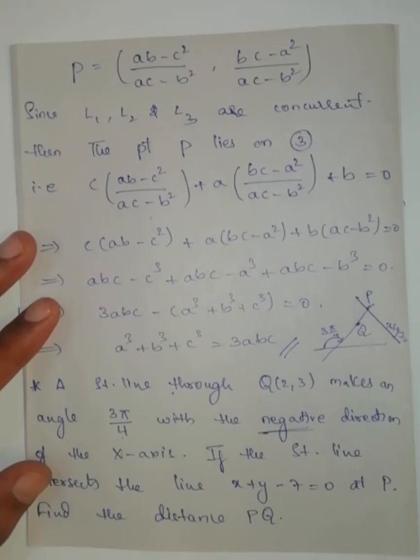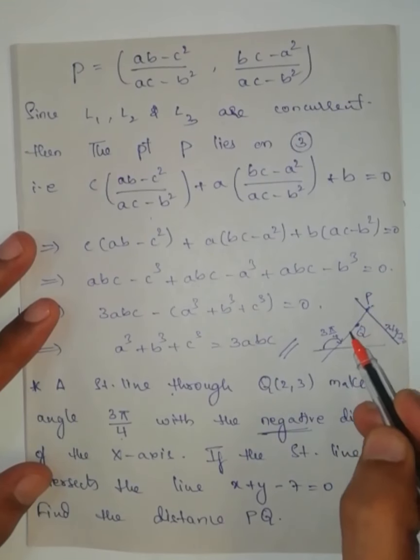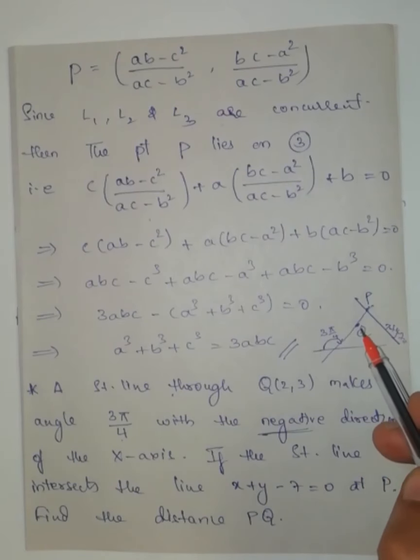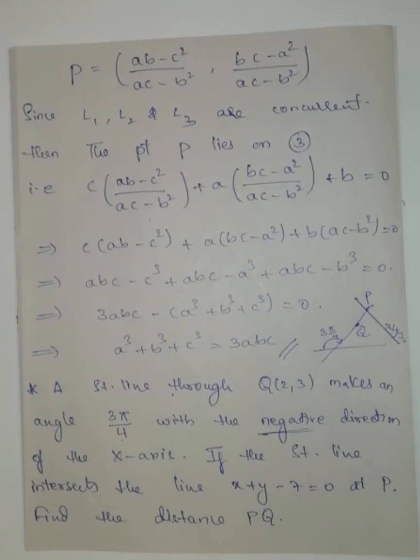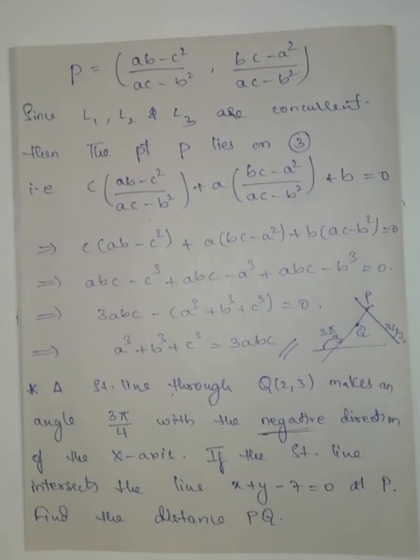Now I am going to solve this one using, since we know that if a straight line having a slope m passes through a point x1 comma y1, then the equation of the straight line is y minus y1 is equal to m into x minus x1. I am going to use that concept. Already we have a point Q. Now I have to get the slope. To get the slope, I have to get the angle with the positive direction of x-axis.